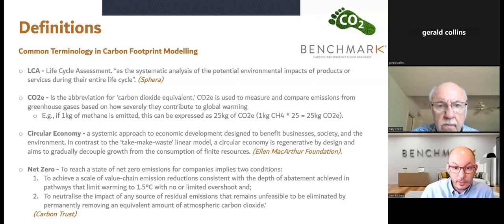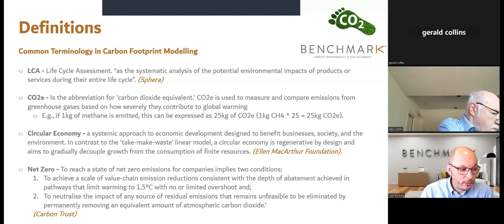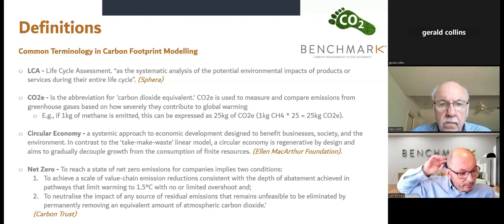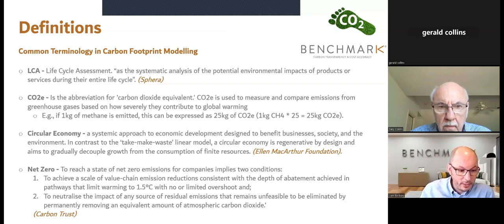So if we can reduce our carbon emissions to a point where global warming is not increasing above 1.5 degrees, and we're just over 1 degree at the moment, then that would be considered a definition of carbon net zero. And the second part of the definition is to neutralize the impact of any source of residual emissions that remain unfeasible to be eliminated by permanently removing an equivalent amount of atmospheric carbon dioxide.